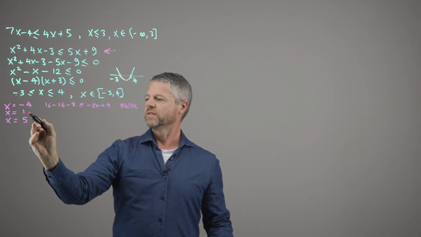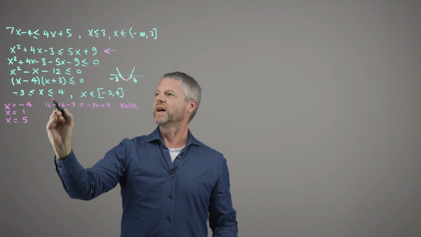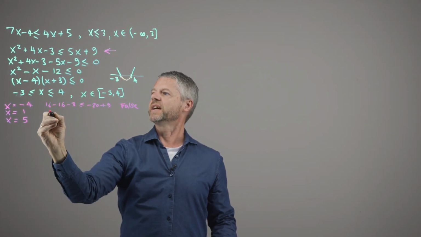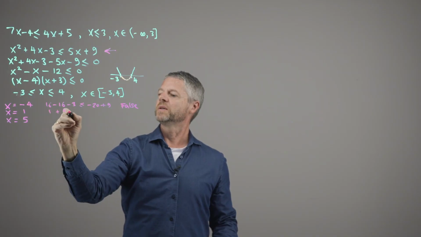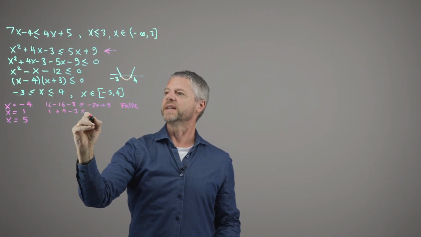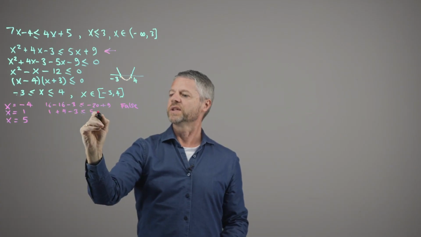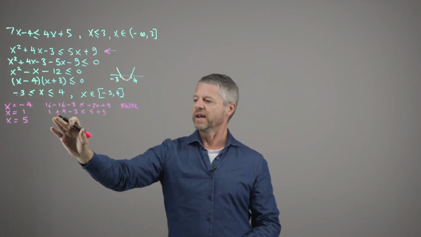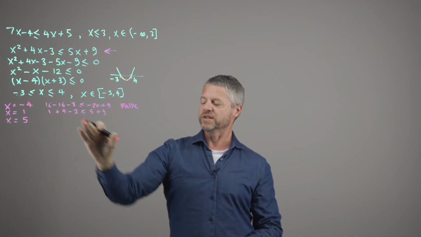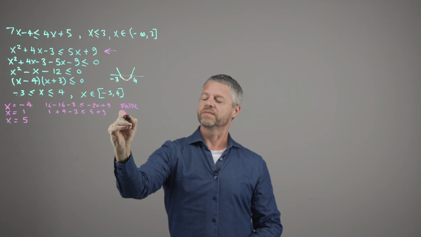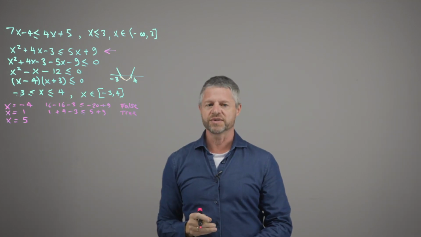And for the value in between, the 1, we're going to have 1 plus 4 minus 3. We want that to be less than or equal to 5 plus 9. And on this side we've got 5 minus 3, which is 2, and on this side we've got 14, so that's true. So we've got a true statement there.